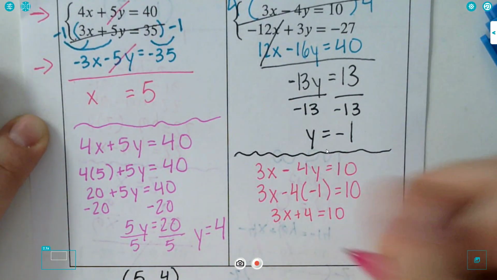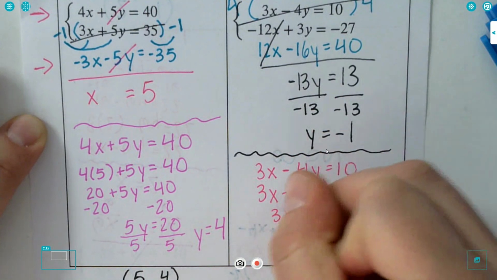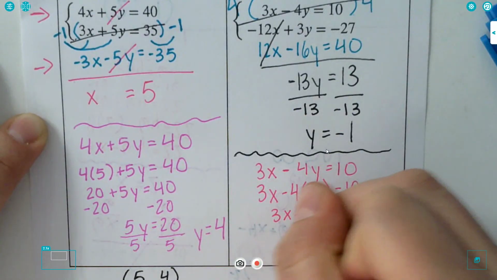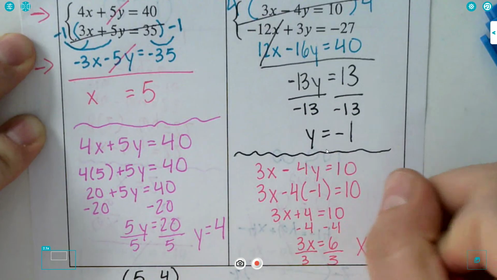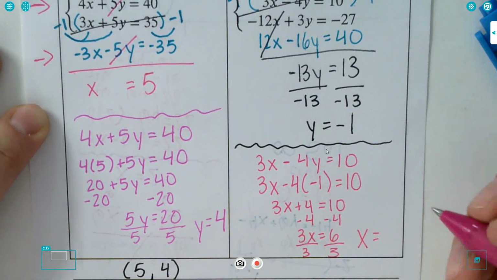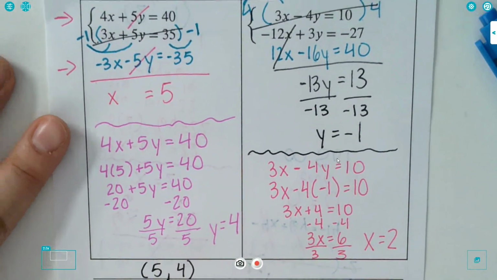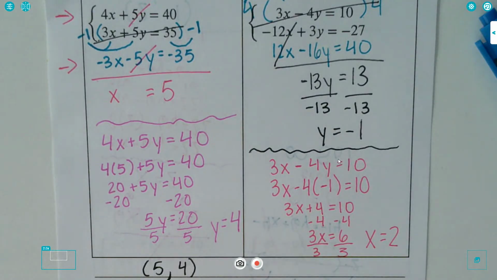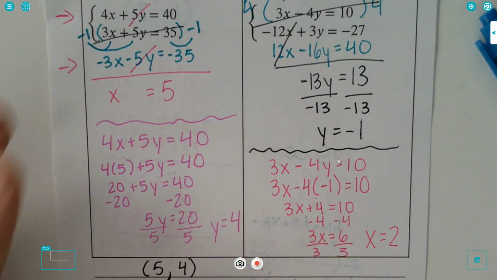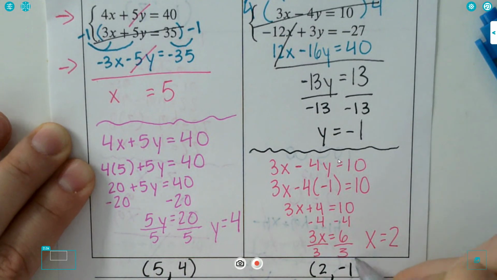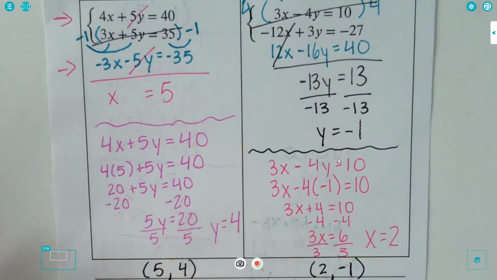And then smooth sailing from there. Subtract 4. 3x equals 10 minus 4, which is 6. Divide by 3. I get x equals 6 divided by 3 is 2. Okay, and then at the end here, make sure when you write an ordered pair, x always goes first. So we solved for x second, but in an ordered pair, it goes first. So our answer here is 2, negative 1. Okay. Any questions about elimination right now?